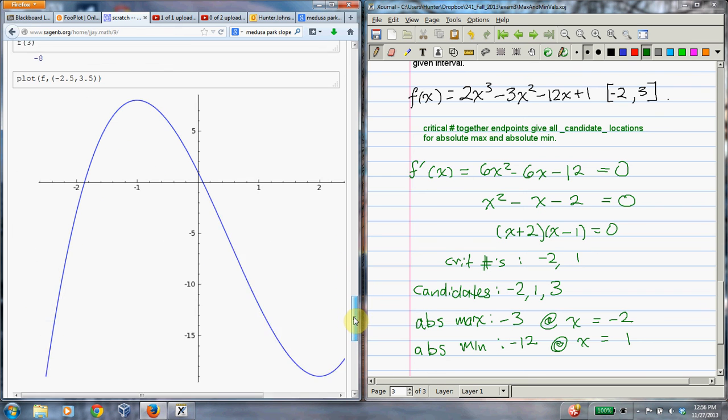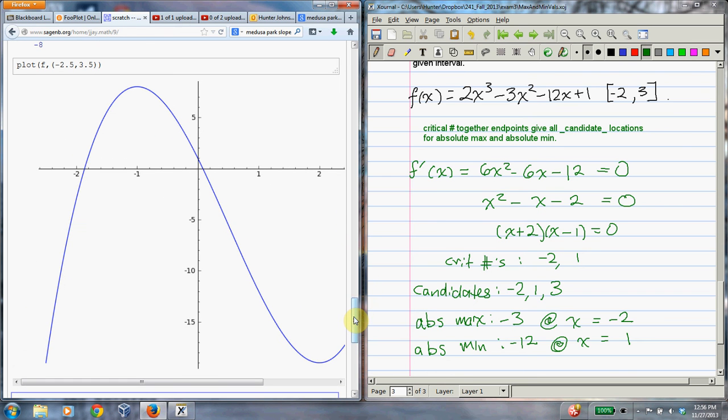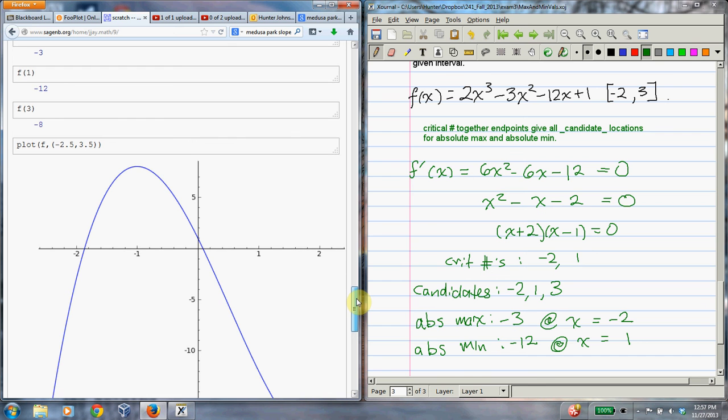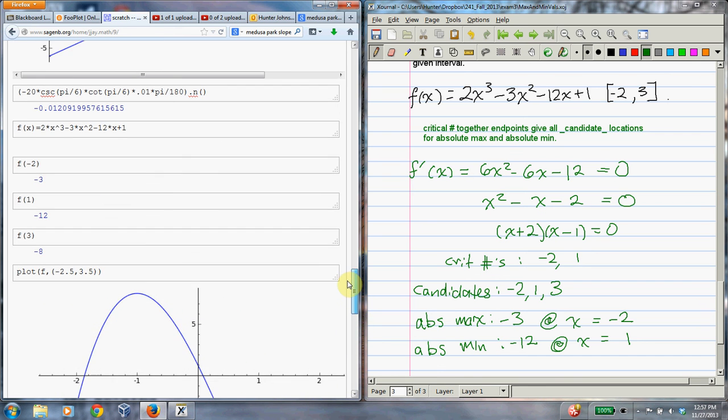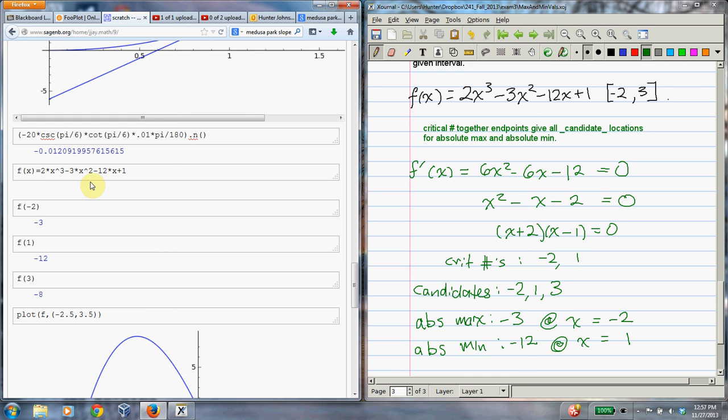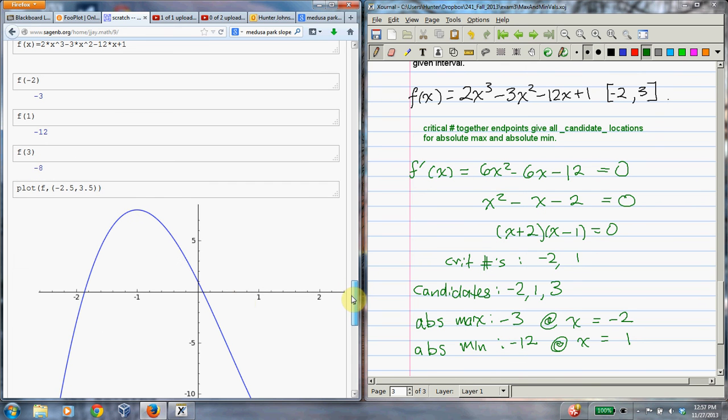So here it is. And let's just do a sanity check here. Oh, something funny happened, didn't it? The absolute max is definitely not -3. What have I done? Did I enter the function wrong up here? That's probably the thing I did. So 2 times x cubed minus 3x squared minus 12x plus 1. No, that's right. And did we get the critical numbers right? We said, oh, shoot. Yeah, here's the problem.